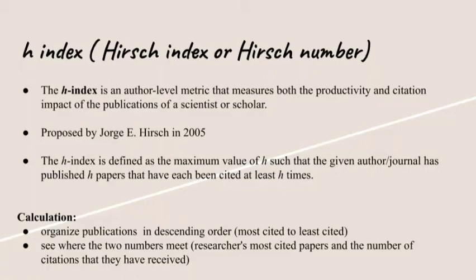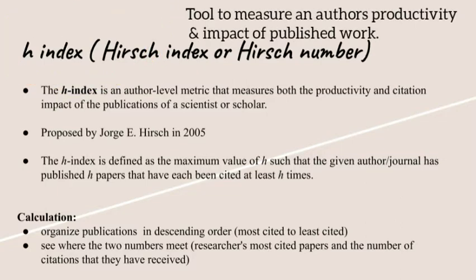Okay, so H index is an author level metric that measures both the productivity and citation impact of the publications of a scientist or a scholar. Here, the productivity refers to the number of papers, and the citation impact refers to the number of times that the paper has been cited. So the H index provides an estimate of the importance and significance of a researcher's contributions. So in simple terms, you can say that it is a tool to measure an author's productivity and impact of published work.